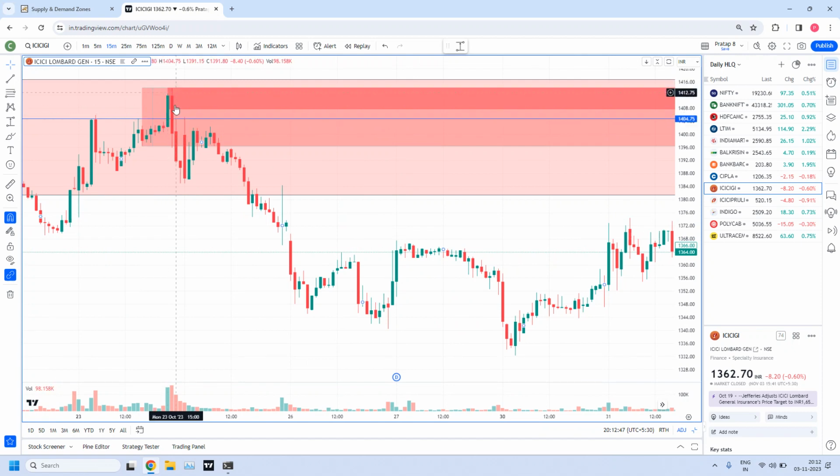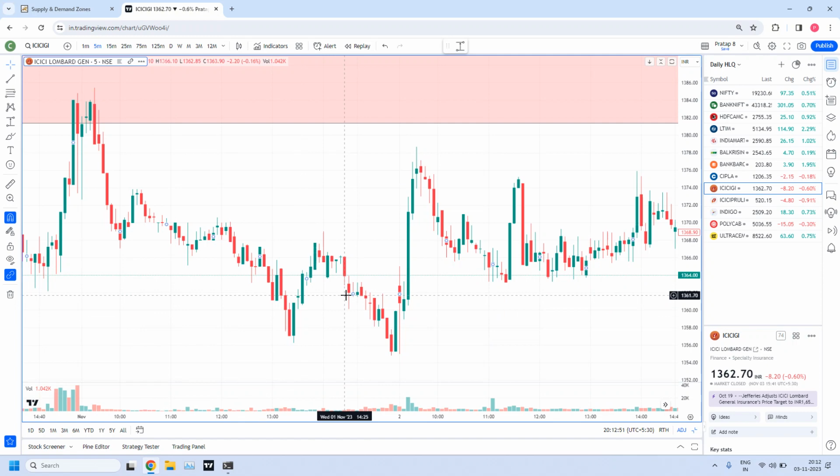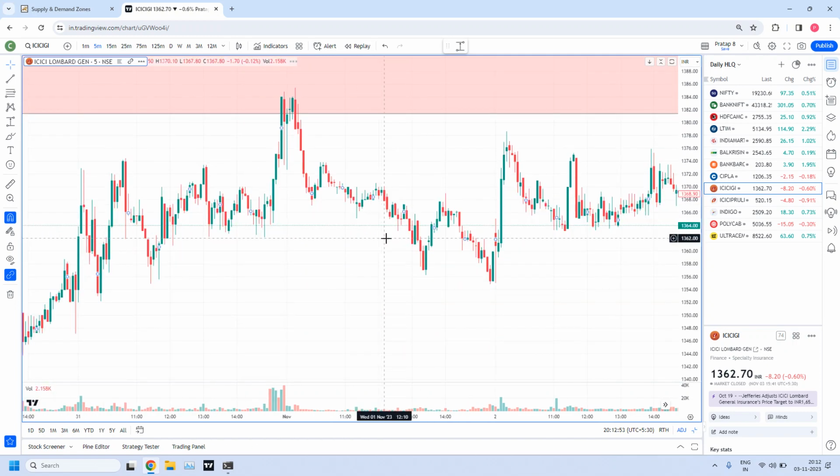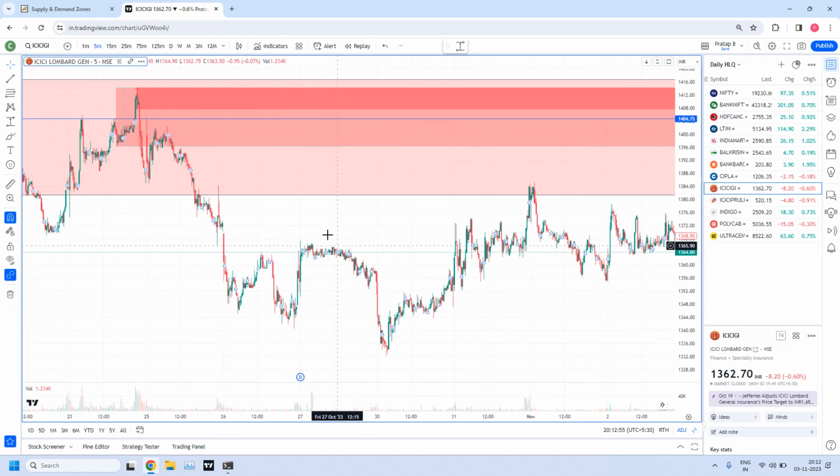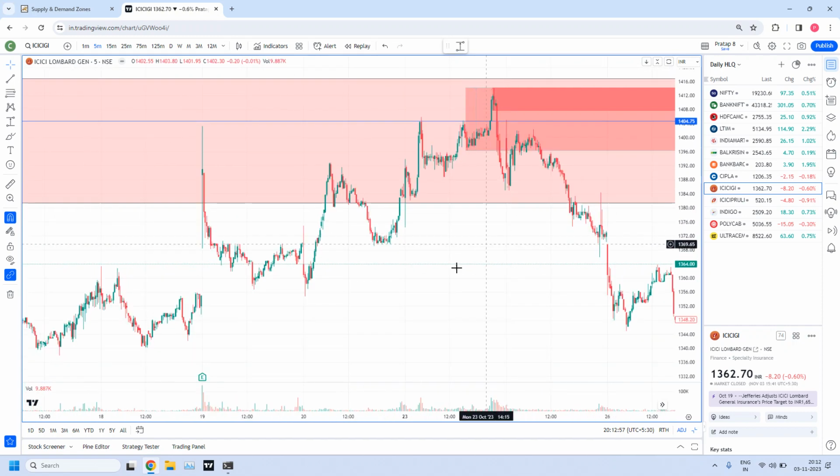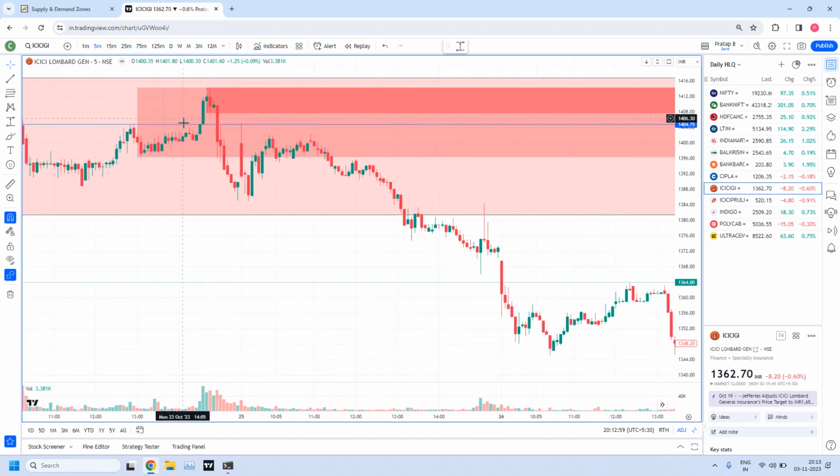So we have a rally candle, drop candle without a base. Now go to the 5 minutes. Now you can find the origin, the actual origin. And this is the origin. We have a beautiful rally, base, and drop.